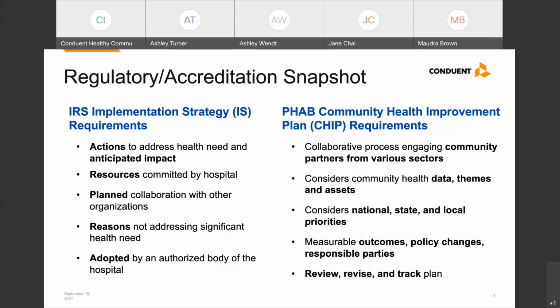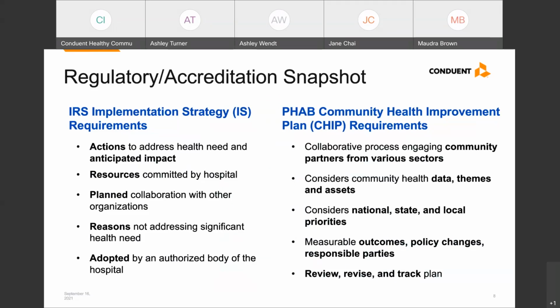Yes, I have had the pleasure of helping our clients be successful through each part of this cycle. I know many of you are working to meet those IRS or PHAB requirements for your IS and CHIP. Here we're showing some of the key requirements for each.